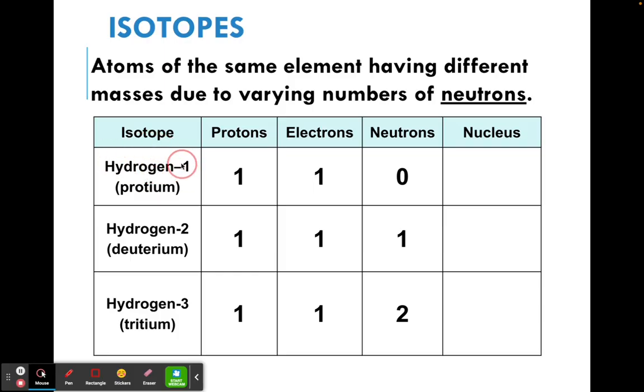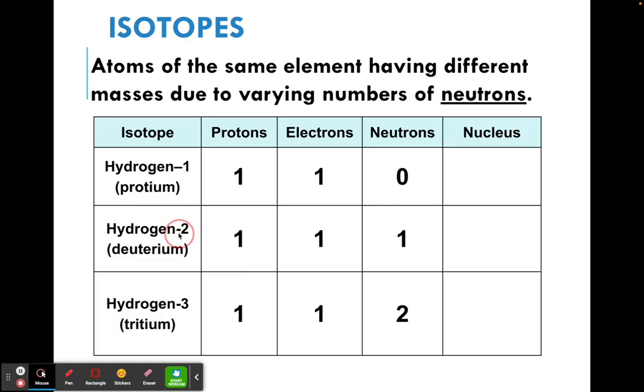For hydrogen 1, you have a mass number of 1. Your mass number is protons plus neutrons, and both have a mass unit of 1, so you can only have a proton here. You have 1 proton, and of course if it's neutral you have 1 electron, but you have 0 neutrons. So 1 proton plus 0 neutrons gives you a mass number of 1. Hydrogen 1 also has the name protium. So protium is hydrogen 1.